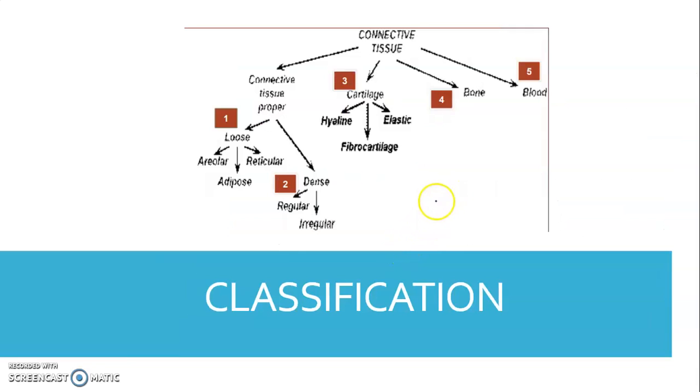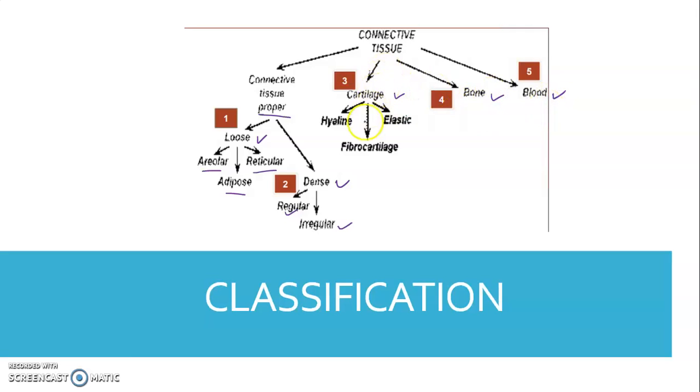So how do we classify the connective tissue? The connective tissue can be classified into a few categories. First is the connective tissue proper, which has two types: loose and dense. The loose connective tissue proper has three types: areolar, adipose, and reticular. The dense connective tissue proper becomes regular and irregular. Then the connective tissue can also be specialized connective tissue, which becomes cartilage, bone, and blood.